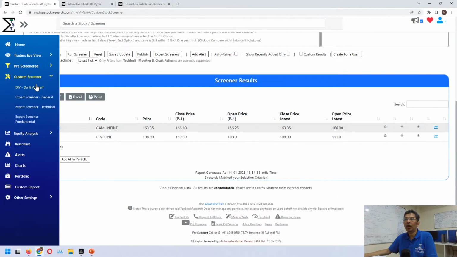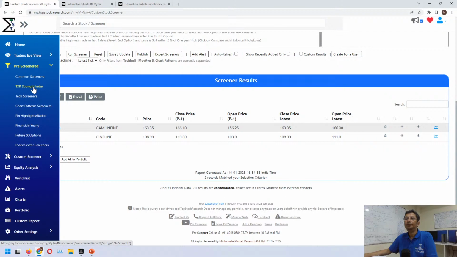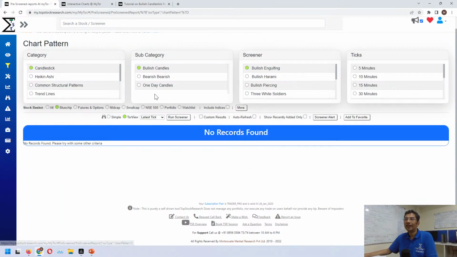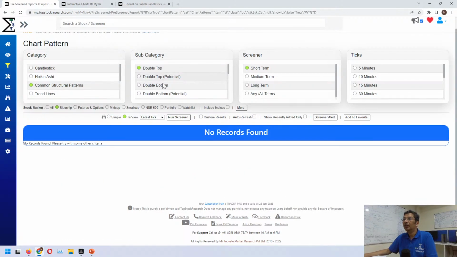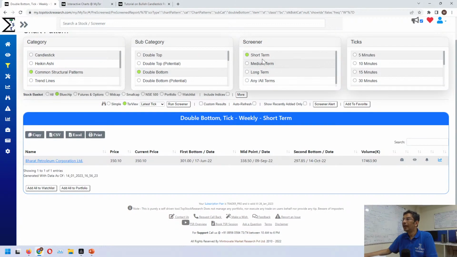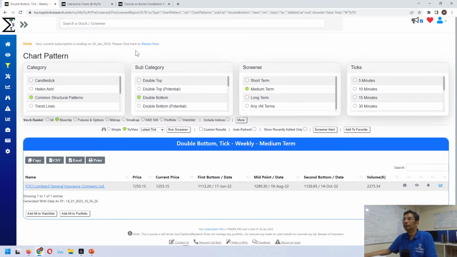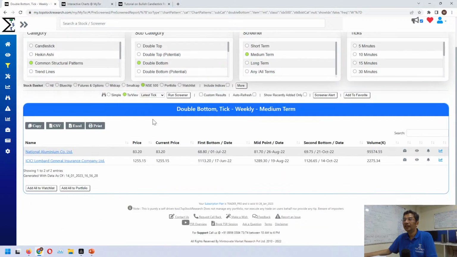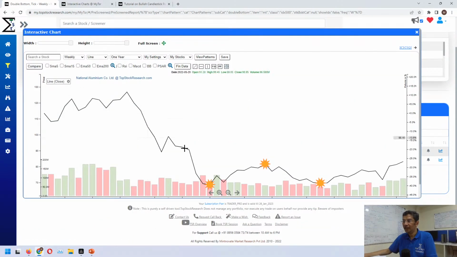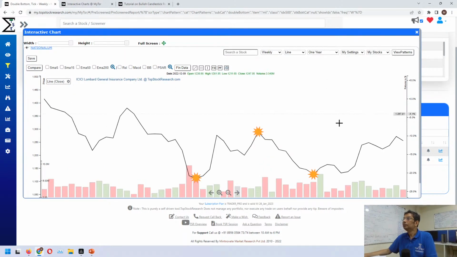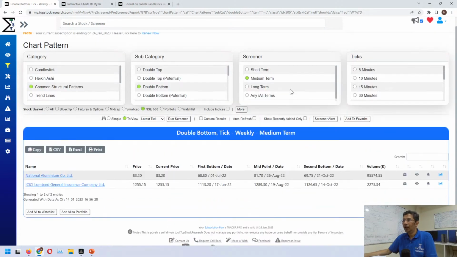Now where do you find double bottom? Go out here, go to chart pattern screener, common structural patterns, double bottom. You'll find quite a few double bottom on NSE 500. Let's see. So we find two stocks. One is National Aluminium, right, coming down, going up, and then it's going up again, right? Or this ICICI Lombard, right? Again, it's coming down, going up, and then it's likely to go upwards. Okay, this is one.